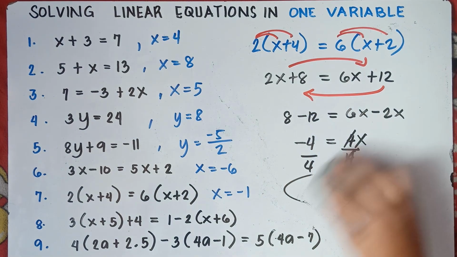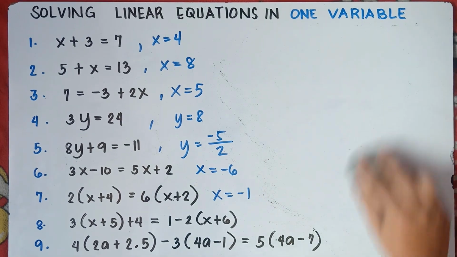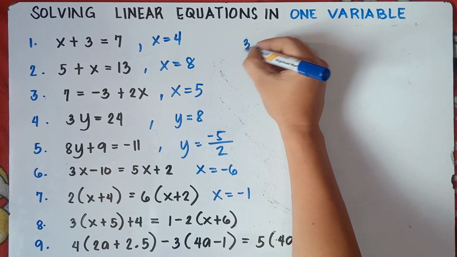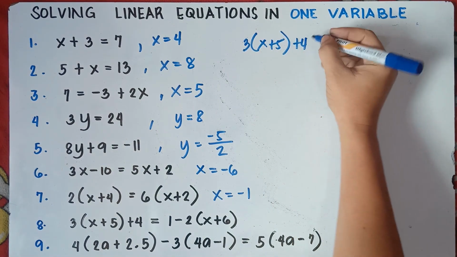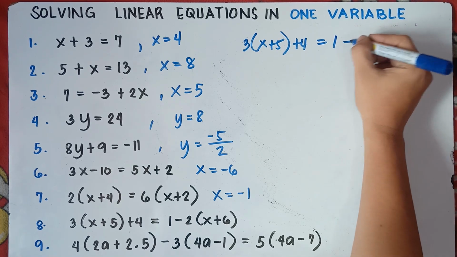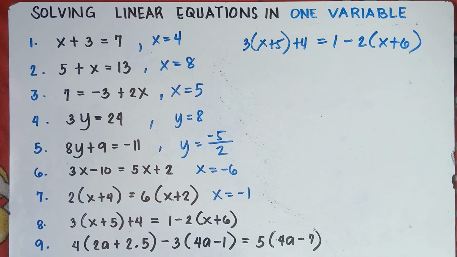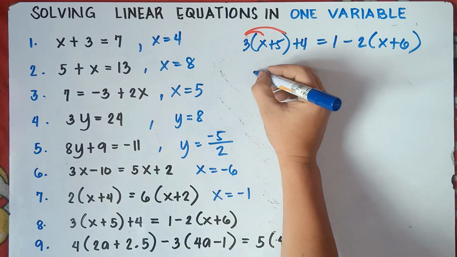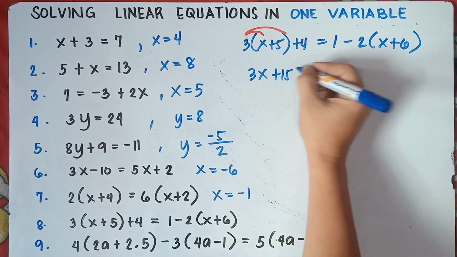So let's try number 8. So we're almost done, class. Last 2 examples. So 3 quantity x plus 5. This is more complicated. 1 minus 2 x plus 6. So first thing, you simplify. 3 times x, that's 3x. 3 times 5, that's positive 15.